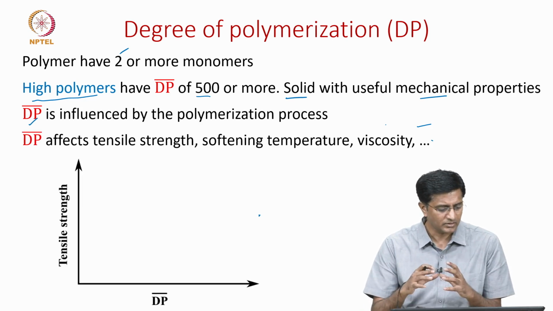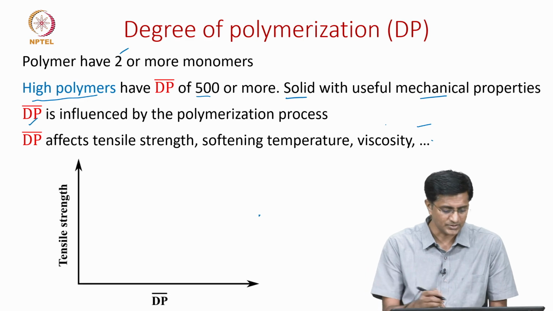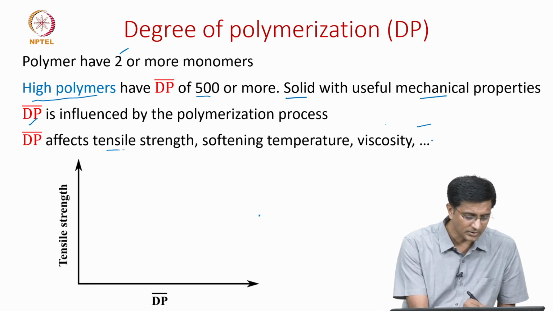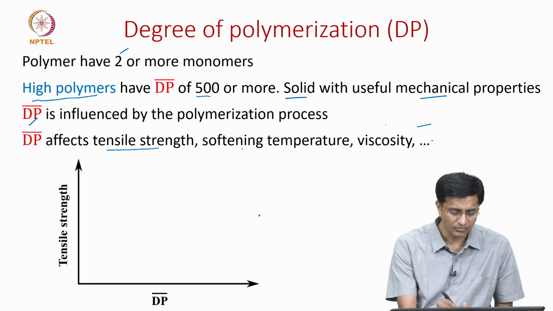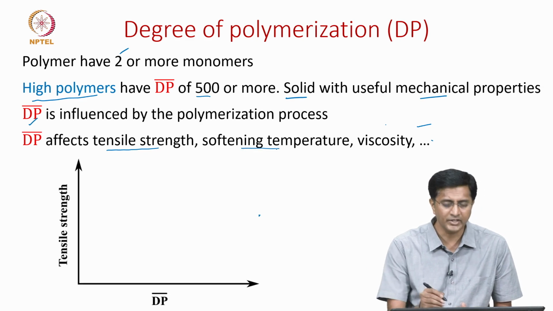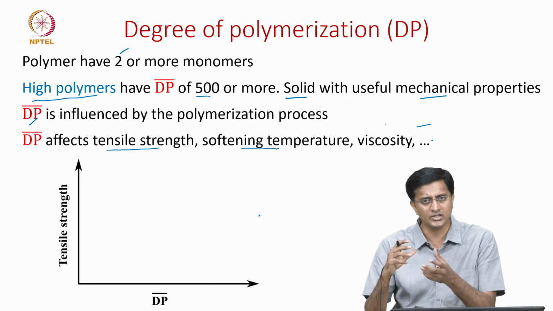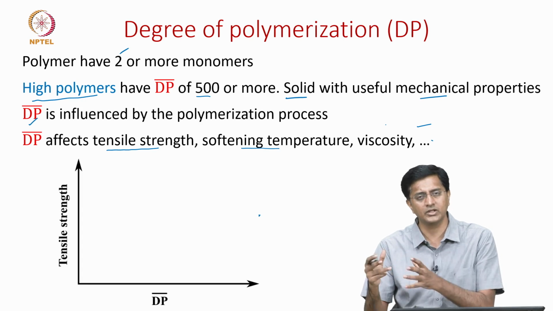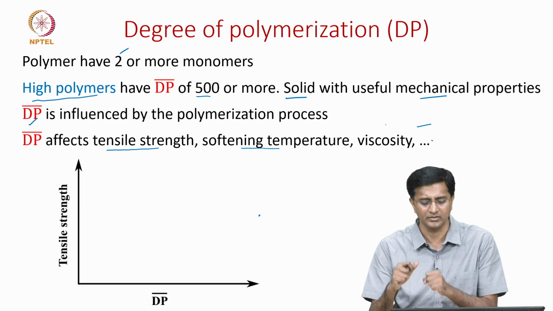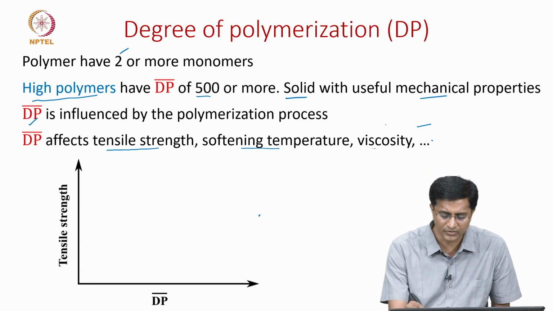So, as we said, this affects the mechanical properties. Primary of those is the tensile strength. It also affects the softening temperature, the temperature at which the polymer becomes much softer compared to the regular polymers, which are usually hard. And then it also affects the viscosity.